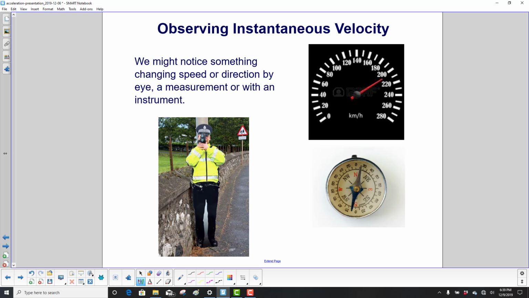We can observe instantaneous velocity in many different ways. We can see it changing speed or direction by eye, a measurement, or with an instrument. So here's the speedometer on a car. This will show us the changing speed. This over here is a compass. Depending on which way we point it or which way we're walking, that will show a different direction. And right over here, this is a speed monitoring device from a policeman. And actually that's a cardboard cutout of a policeman. It's designed for people to see. And here's the camera over here that tells them how fast you're going, or tells whoever's connected to the camera. Of course, he's just a cardboard figure.